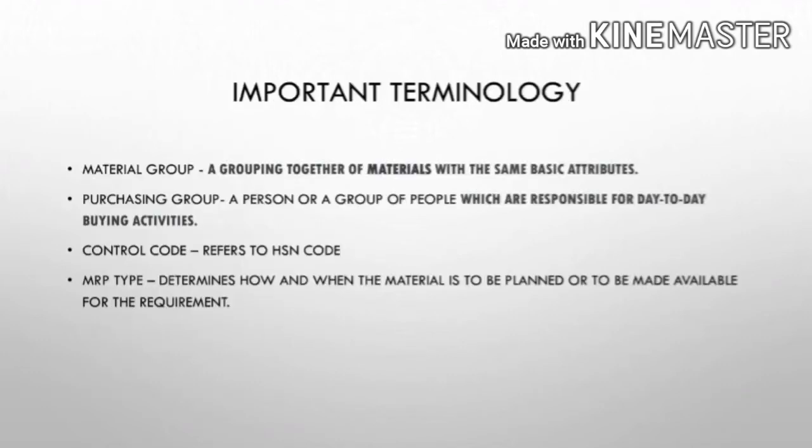So next, let us discuss some important terminology. Now, material group. A material group is a grouping together of materials with the same basic attributes. Next is purchasing group. A purchasing group is a person or a group of people which are responsible for day-to-day buying activities. Next is control code, which refers to HSN code, and then MRP type. It determines how and when the material is to be planned or to be made available for the requirement.